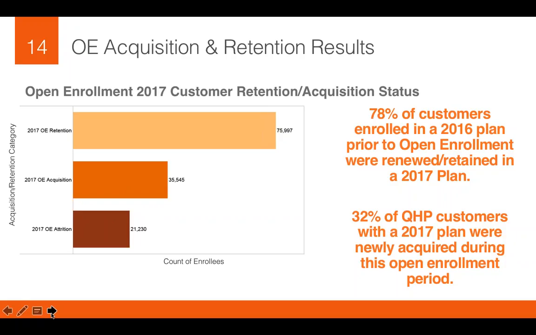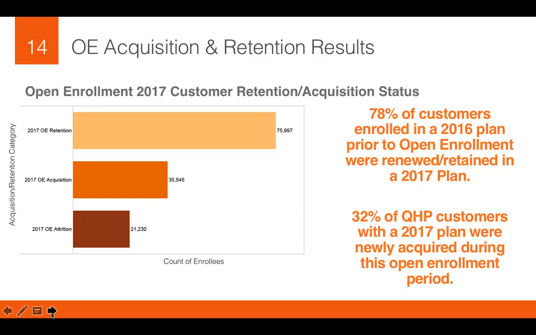Acquisition is defined as any enrollee who was enrolled in a 2017 policy who was not enrolled in a 2016 policy prior to the open enrollment period beginning. And then we've got attrition, which is defined as any customer who was enrolled in a 2016 policy prior to the open enrollment period beginning, and they didn't renew or enroll in a 2017 policy.